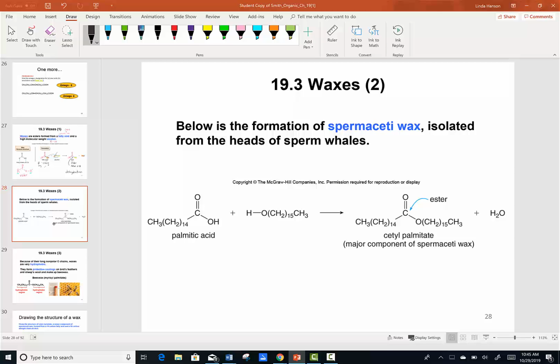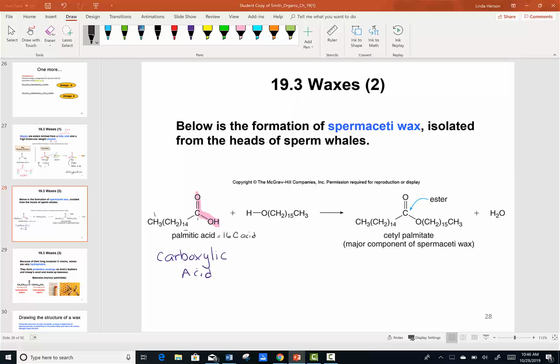We begin with a carboxylic acid, and I want to emphasize, we know that it's a carboxylic acid because I see the COOH functional group. This particular acid, palmitic acid, is a total of 1 plus 14 and 1 more, which gives me a 16 carbon carboxylic acid.